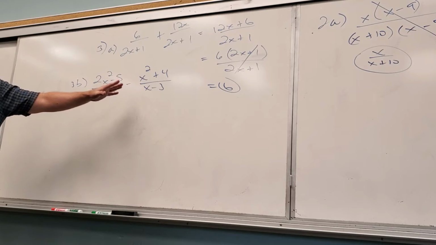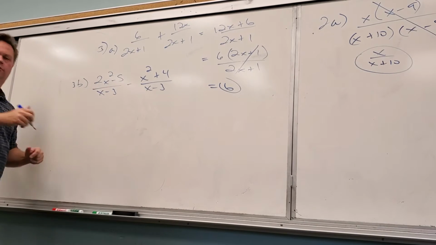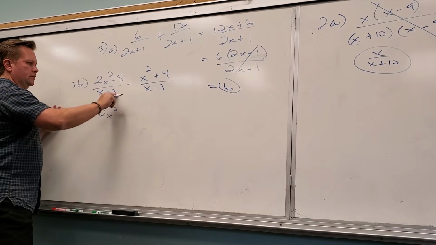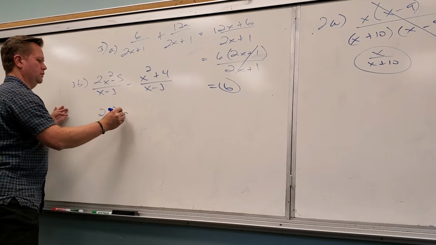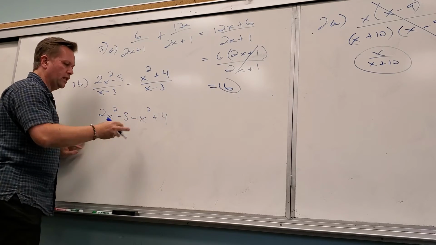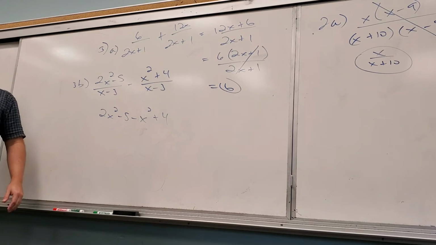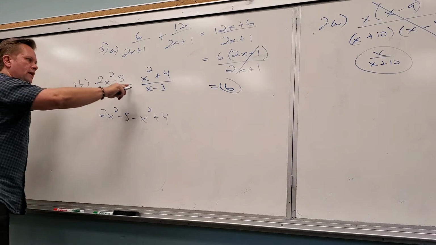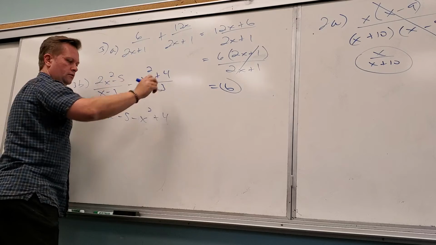So now watch. I'm going to do it wrong. Don't write this down. So here I go. It's the same denominator. So I'm supposed to be able to just put them together. All right, I made a mistake. The 4. Because this is minus this whole thing.